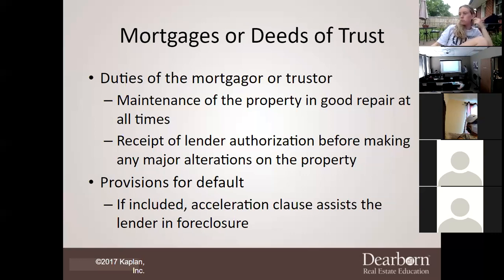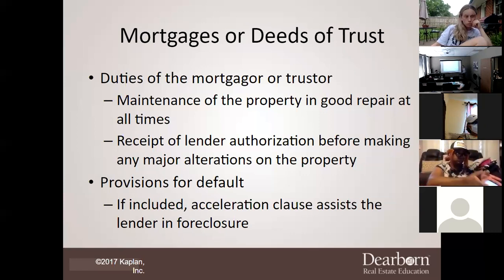Because sometimes, let's say he tears down a wall and now the 4-bedroom house is a 3-bedroom. But in that area, 3 bedrooms don't sell. So he just plummeted the value because he wanted to do some maintenance on it. You've got to get authorization from your lender if you're going to do anything like that.